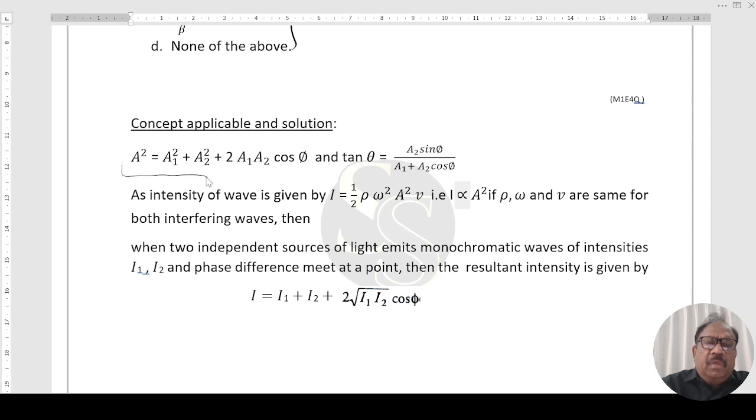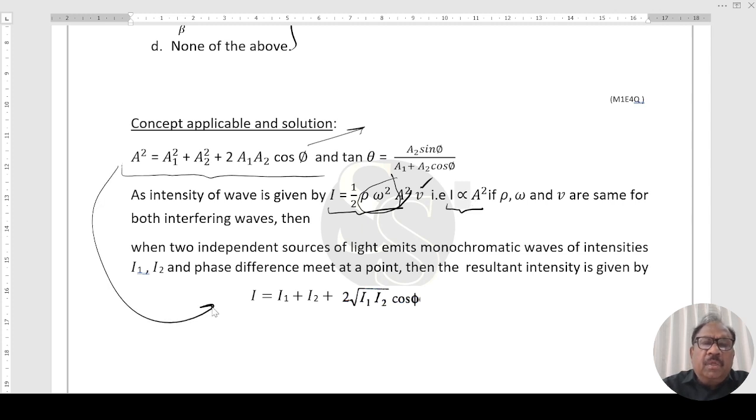You know, if two waves interfere, superpose, then the resultant amplitude is given by A1 square plus A2 square plus twice A1 A2 cos phi. Phi is the phase difference between the two waves. That should be constant. As the intensity of a wave is given by I equal to 1 by 2 rho omega square A square V. Rho is the density of the medium in which the wave propagates, omega is the angular frequency, A is the amplitude of the wave, V is the velocity of the wave. If these parameters are constant for a given wave, then intensity is proportional to amplitude square.